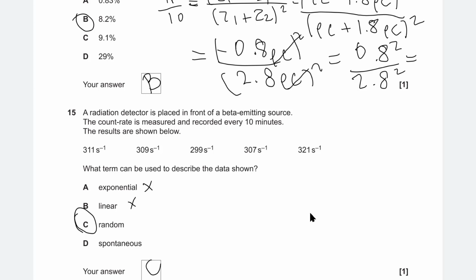Correct answer is C. Now, just before we move on to the next one though, why is it not D? So spontaneous actually is not really applying to data. It just means that you cannot make it happen. You cannot make a radioactive material just decay out of nowhere and influence its activity. This is a term for data, and that is random.